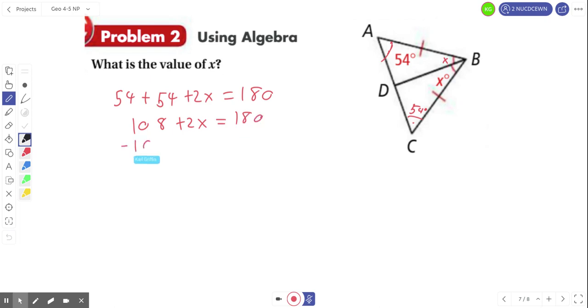Get x by itself, so we'll get rid of the 108. 2x equals 72. Make that better. And divide that by 2, and we get x equals 36. So there's a little example of how we can do some algebra with isosceles triangles.